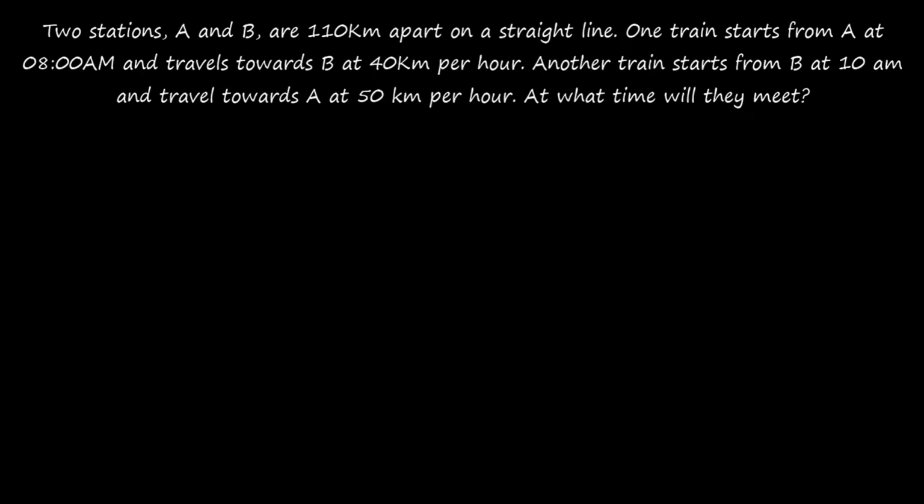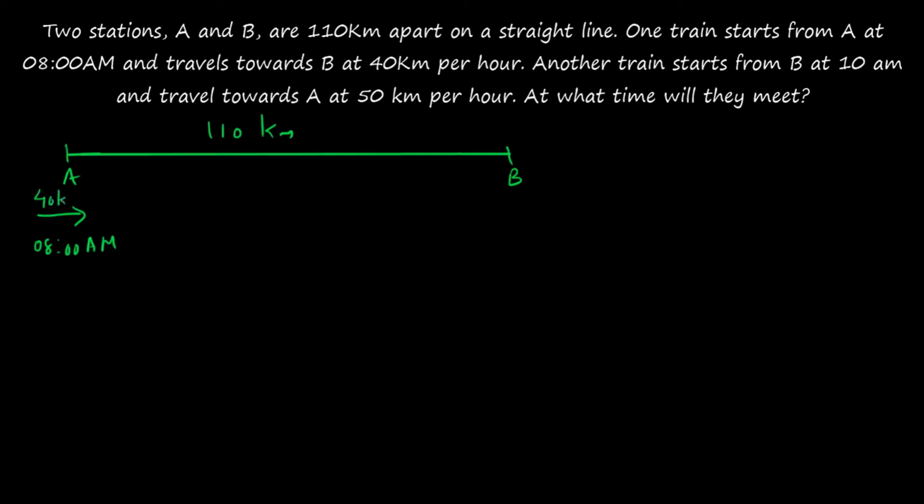So what is the given question? There are two stations A and B, and A and B are about 110 kilometers apart. One train is starting from A at 8 am, and the speed of the train is 40 km per hour. The second train is starting from B at 10 am. They are not starting at the same time, they are starting at different times. The speed of the second train is 50 km per hour. So when will they be meeting each other? That's the given question.